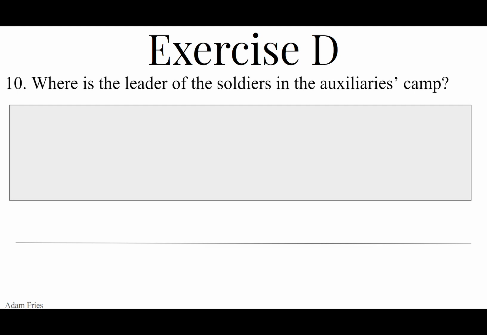And decima. Where is the leader of the soldiers in the auxiliaries' camp? Good question. Where is that guy? So where is the leader? We're asking a question here. Where? Ubi. Where is he right now? Present tense. Ubi est, third person singular, present active indicative of sum, esse, fui, futurus. Ubi est. Where is that guy?